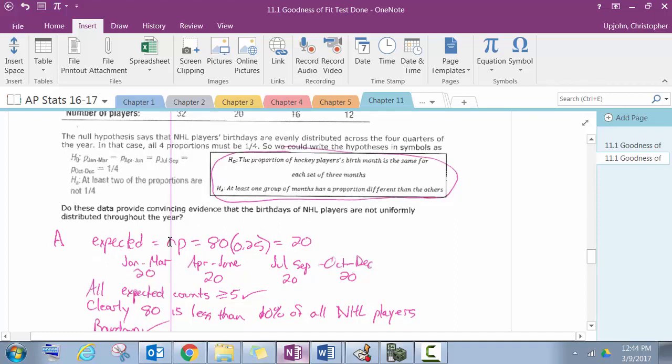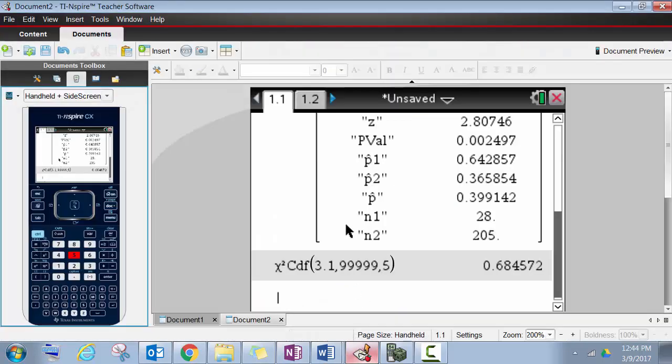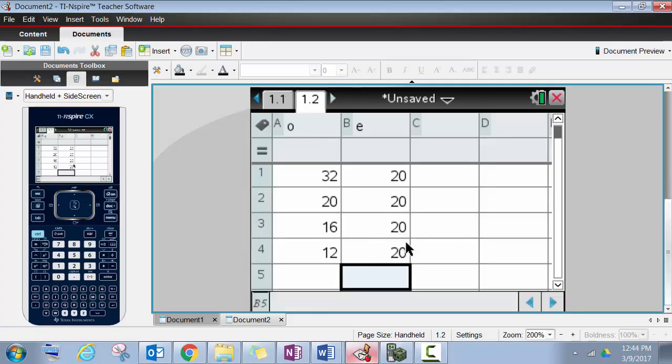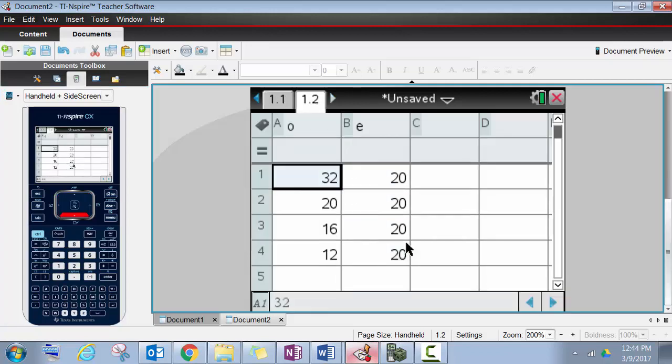Expected. Well, we expect it's uniform. So there's 4 categories, so the probability is 0.25, and there's 80 players, so 80 times 0.25, there should be 20 in each of these months. So we put 20. Now, the way we do this is we put these in lists. So if we're using the Inspire, these are our observed counts, these are what the actual data is, and these are what we expect, 20 in each. So observed and expected, I labeled them.